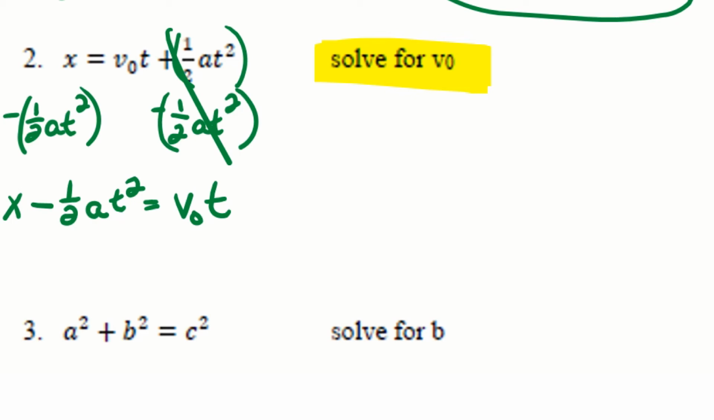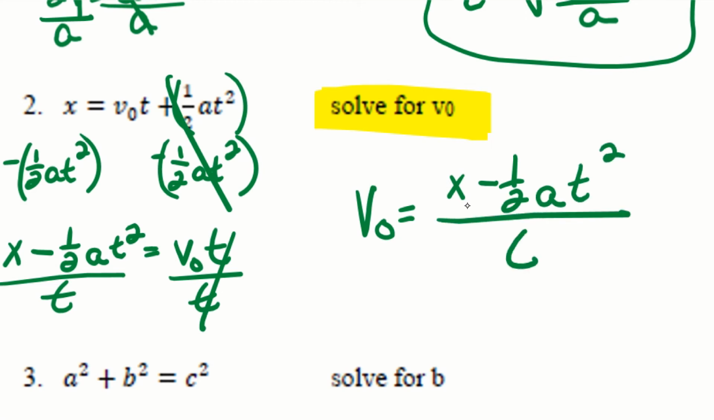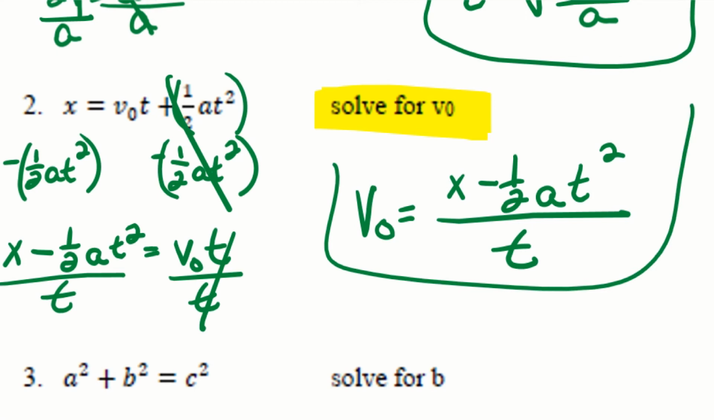Now, I want to get rid of the t. I want to leave the v initial by itself. Well, because it's being multiplied, I need to divide on both sides. Now I'm going to be left with v initial equals x minus 1/2 at squared over t, and that would be my answer.